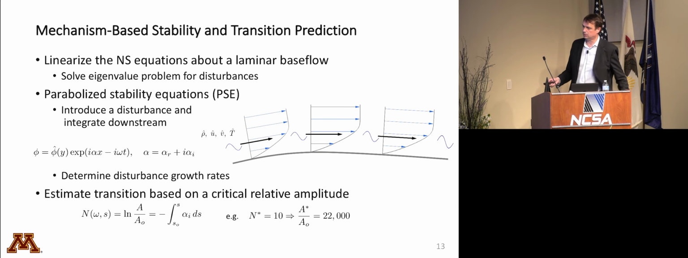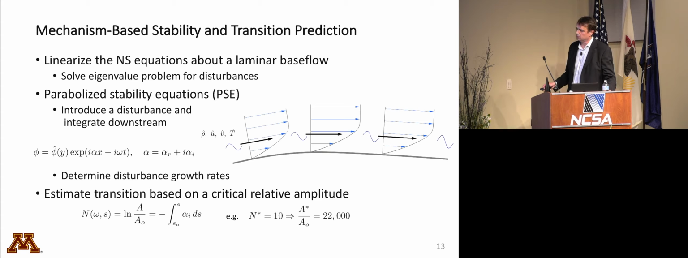Okay, so what is that? We call that the N factor. That N factor is a function of the frequency and the location where you are. And it's simply the ratio of the amplitude of that particular omega disturbance relative to its initial disturbance. This is a linear problem, so we don't know anything about absolute amplitudes. All we know is about relative amplitudes. And that's then the integral of the growth rate along the surface from the initial state to the state of interest.